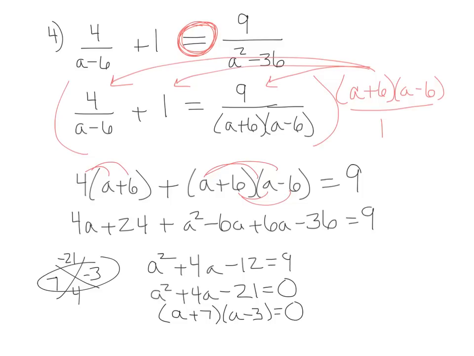All right? When you have two quantities multiplied to give you 0, at least one of these quantities actually has to equal 0. So to make this quantity 0, a would have to be negative 7. Or if this were 0, a would be 3. Because one of them has to be 0, because 0 times anything is 0. So negative 7 or positive 3. So those are my solutions.